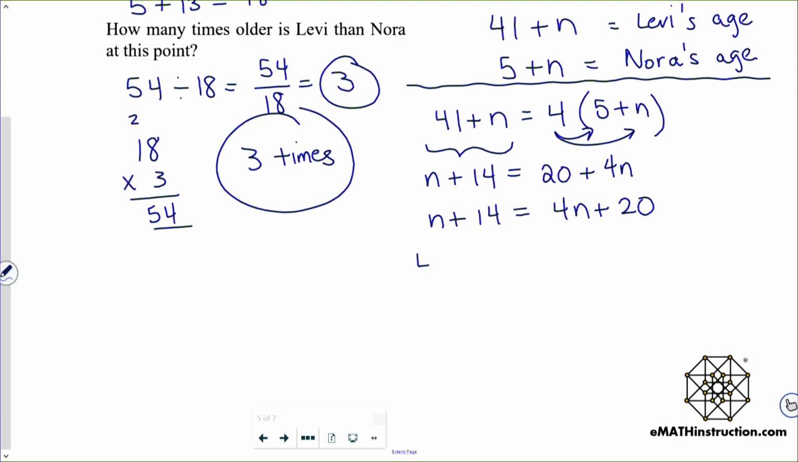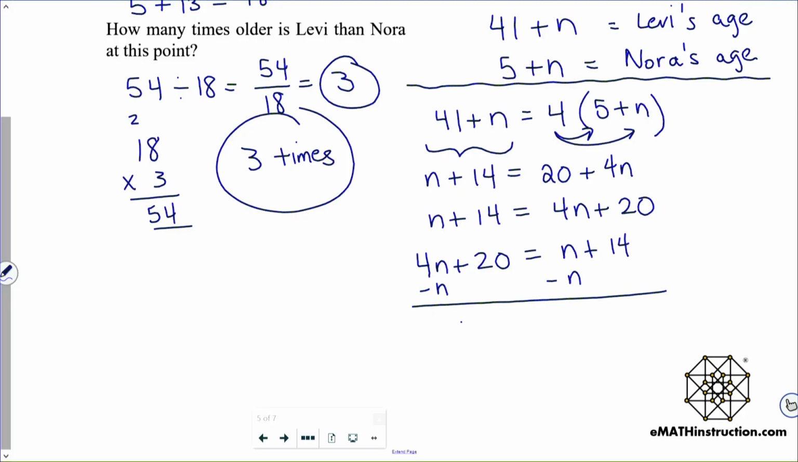And then I think I'm going to even use the trick where I flip the equality so that I'm sitting at 4n plus 20 equals n plus 14. It's just going to make my solving easier. I can now subtract an n from both sides. That's going to give me 3n. Whoops, sorry about that. 3n plus 20 is equal to 14.